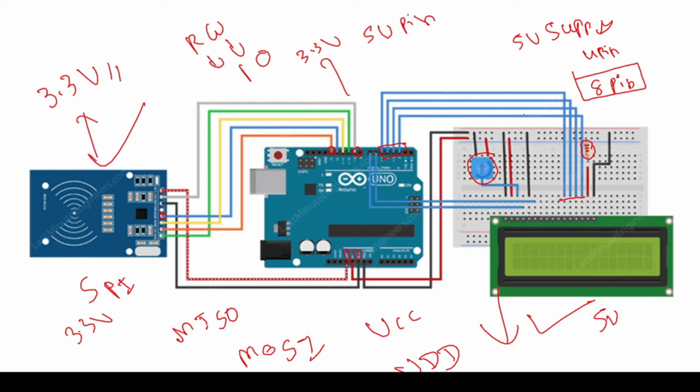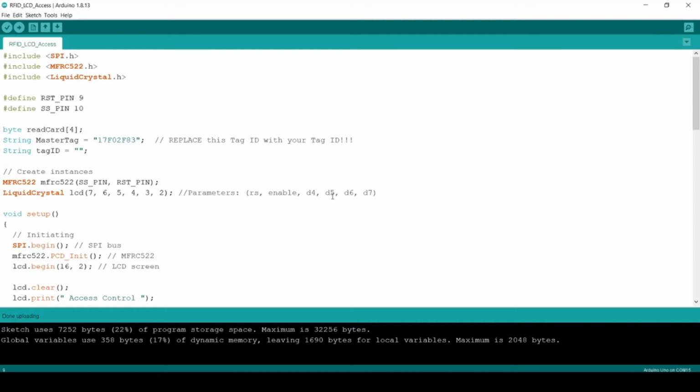Okay, so now let us move to the coding part, because the complete connection diagram is very simple here. So let us move to the coding part here. Okay, so this is our code for today's project, which we can call a door access control system, right? So as I had said to you, we are having an RFID module here.